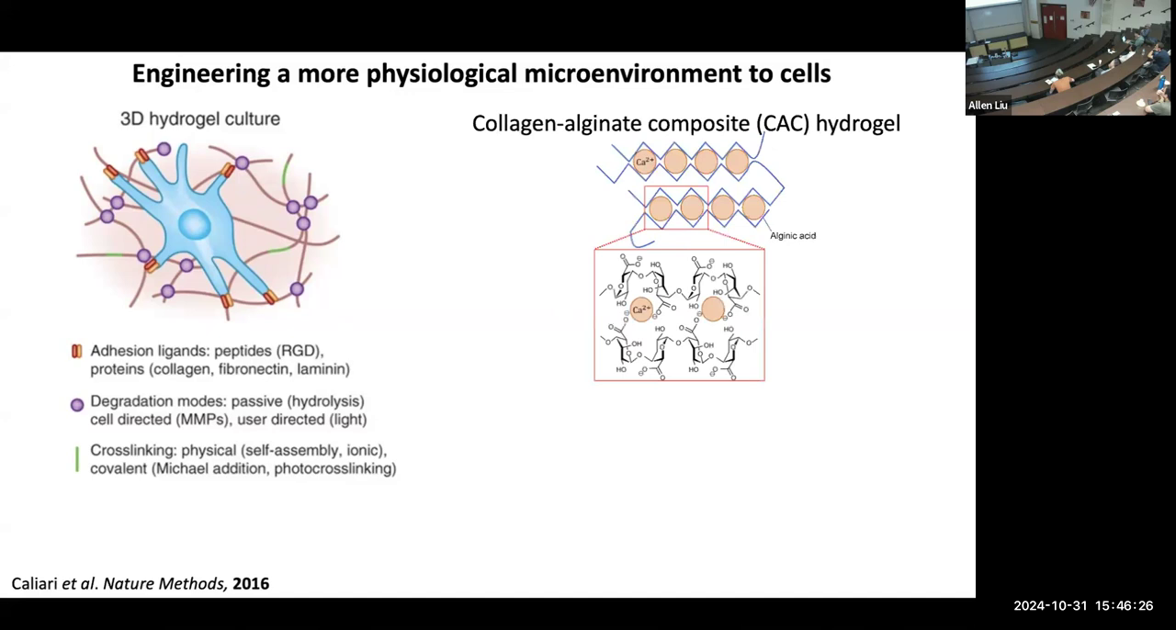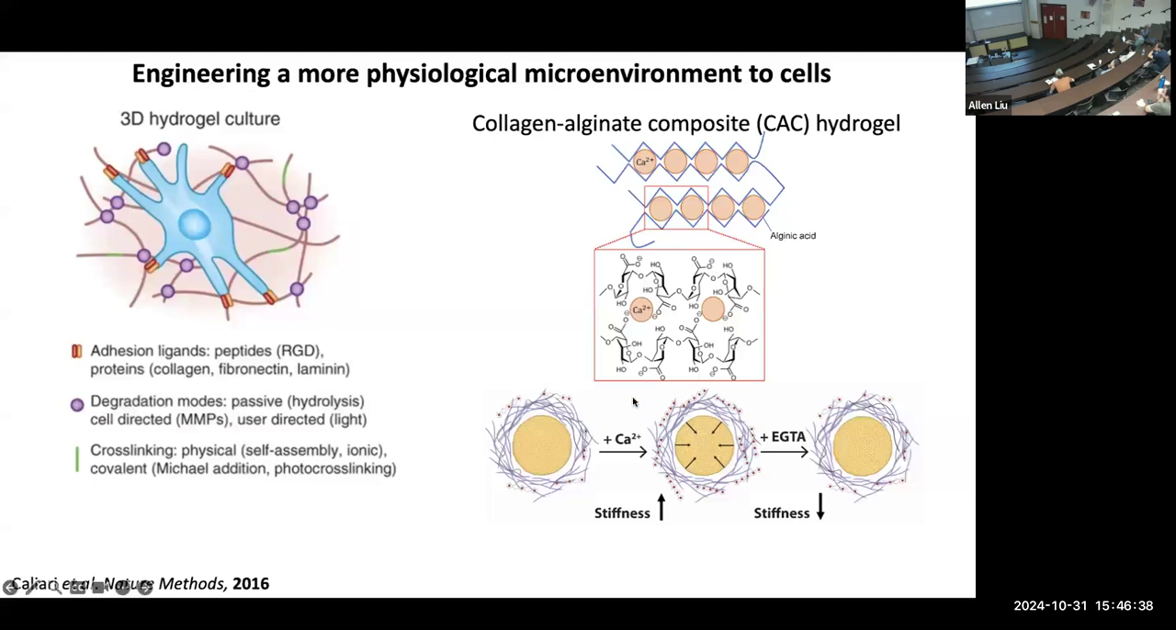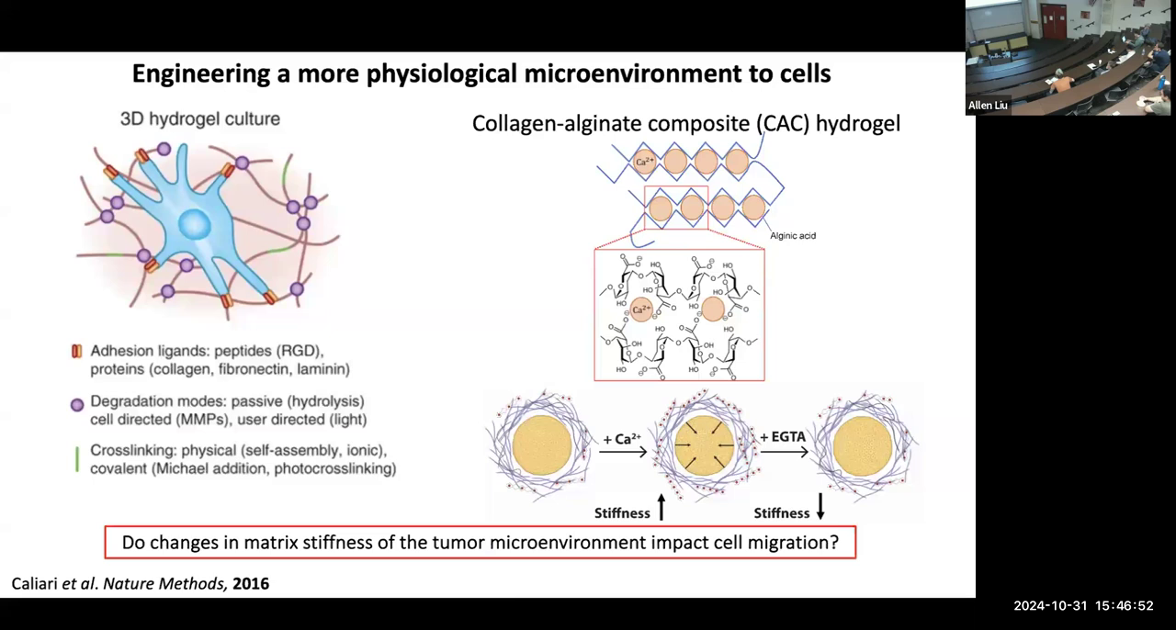So the experimental system we use is a collagen-alginate composite hydrogel, and we can use calcium ions to chelate the alginate, and so allow the stiffness, the confinement stress, to increase. And then when we add EGTA, we can lower the stiffness. Okay, so this is a very simple system that allows us to increase the confinement stress, look at what the cells are doing, and then reduce the confinement stress. So the question we want to ask is, do these changes in matrix stiffness govern collective cell migration? How do they impact cell migration?